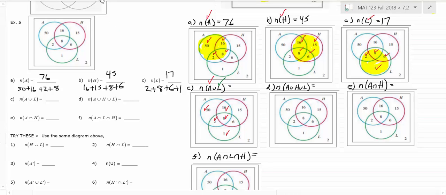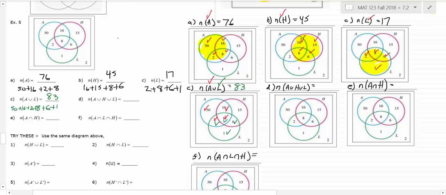So that would be the 1, the 6, the 8, and the 2. Now remember, we're not looking at intersection, we're looking at union. So what did I check? I checked a 50, a 16, a 2, an 8, a 6, and a 1. If I put that together, I'm doing 50 plus 16 plus 2 plus 8 plus 6 plus 1, and I believe that is 83. That's 66, 76, 82, yeah, that's 83. So the answer to that would be 83.